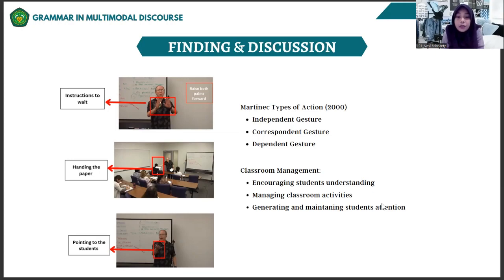And then based on Martinec 2000, we classified the gestures that we analyzed into 3 parts, namely independent gesture, like picture number 1, where the gesture is a common gesture and it's done without verbalization. And then number 2 is correspondent gesture, like picture number 2, where the gesture is done simultaneously with verbalization so that there is no multiple interpretation. And then the last is dependent gesture, like picture number 3, where the meaning of the gesture is very dependent on verbalization. Maybe that's all.